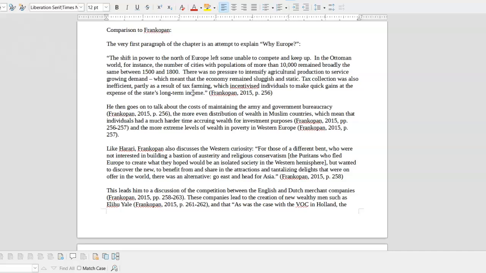To be fair, this would make things more equitable in the Muslim world for the average person, but it would also mean that there are more extreme levels of wealth and poverty in Western Europe.